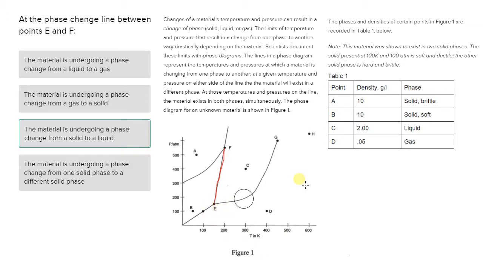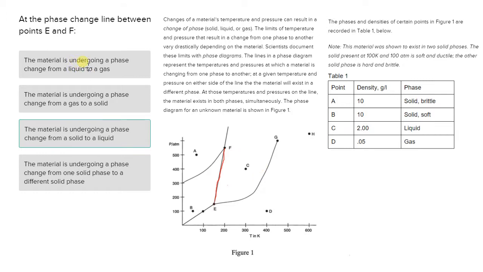Okay, there we go. So this line right here, between E and F, what is happening? What phase change is occurring? Because at this line, we're going from one phase to another. So either from a liquid to a gas, or from a liquid to a solid, or from a gas to a solid. One of those three things is happening on this line, because that's what these lines represent, as we can see up here in the text. So now we just have to figure out what that is.